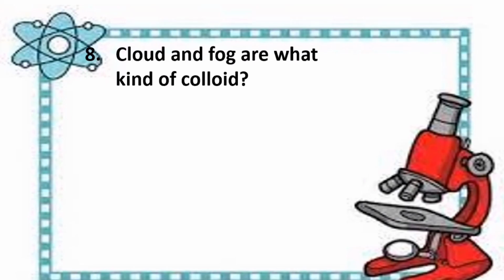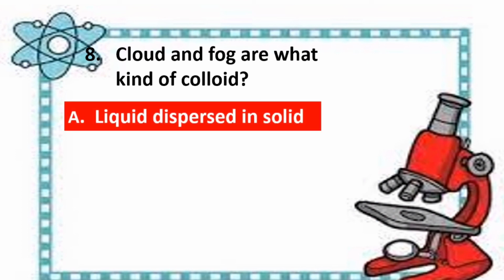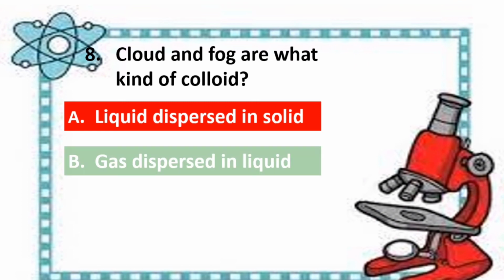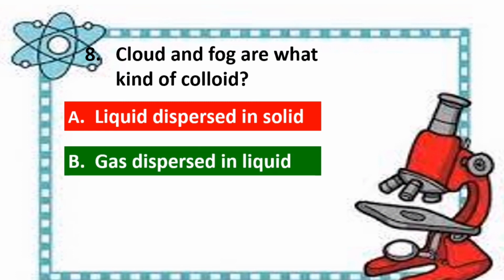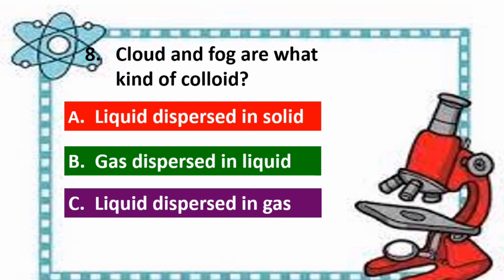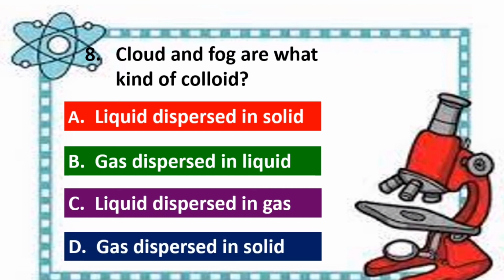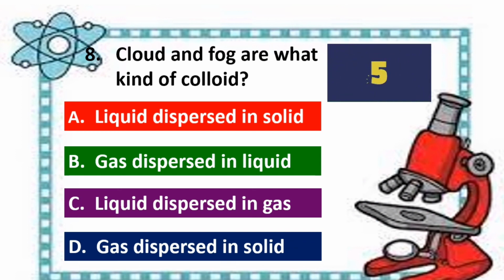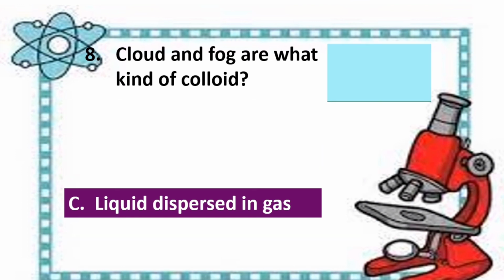Number 8. Cloud and fog are what kind of colloid? A. Liquid dispersed in solid. B. Gas dispersed in liquid. C. Liquid dispersed in gas. D. Gas dispersed in solid. The answer is letter C. Cloud and fog are liquid dispersed in gas.